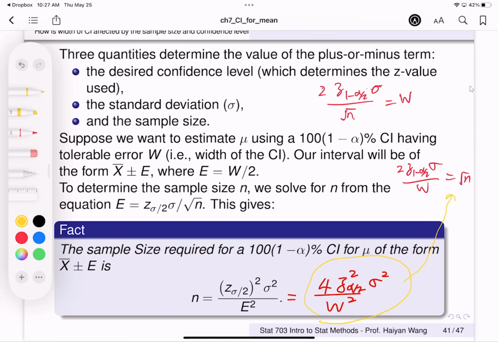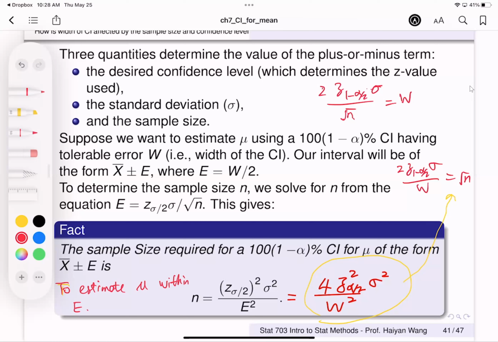If we are given the width w, our sample size calculation is 4 times the square of the z, the percentile from normal, times the sigma squared over the w squared. Sometimes the question, instead of giving you the width, gives you half of the width. When do they say half of the width? They say to estimate mu within E.